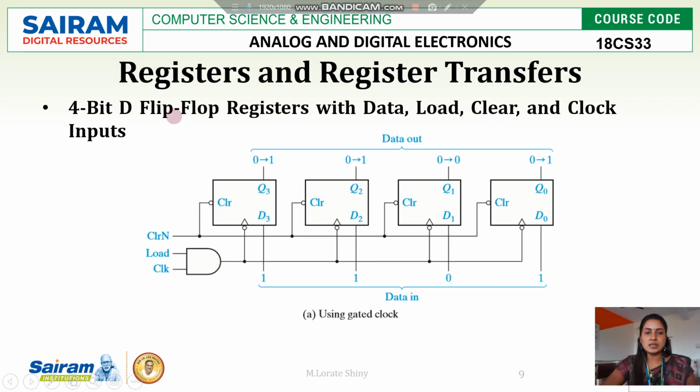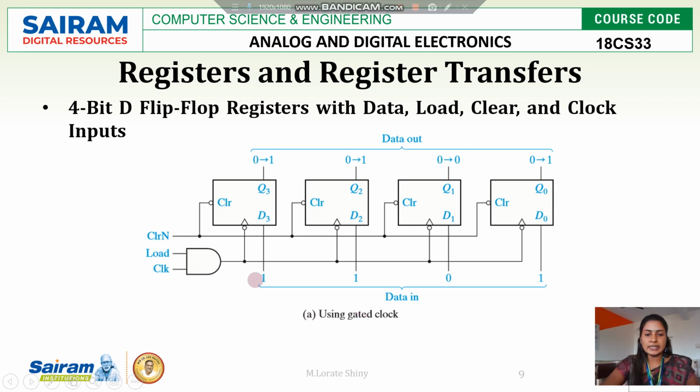Then register and register transfers. For that we have taken a 4-bit D flip-flop register with data, load, clear and clock inputs. So this is a 4-bit register. 4 D flip-flops are connected. The D flip-flop input is D, output is Q. And here we have clear input, load and clock input.